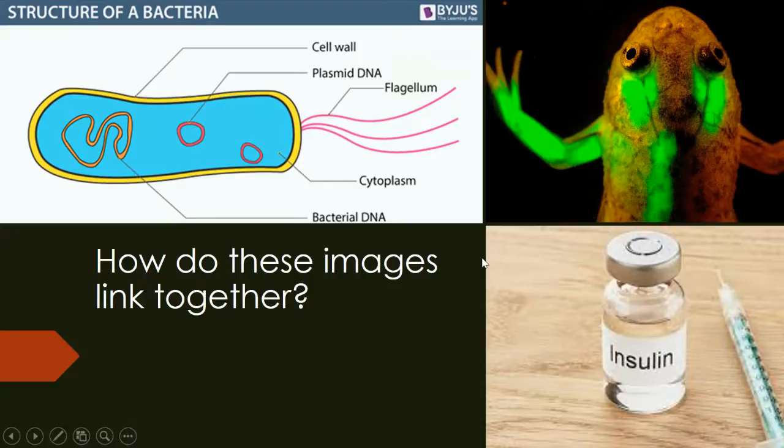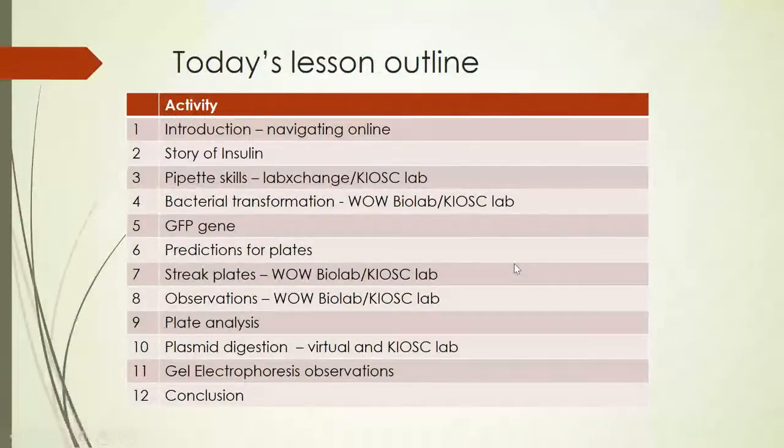And this is basically an outline of what we're doing today. So we've already done our introduction to navigating online. We're then going to look at the story of insulin, so where it all began. We're then going to have some pipetting skills, and you guys are going to do this virtually, it's just really cool, and I'm going to do it live here. Then we've got our bacterial transformation, and we're going to do this together. So I'll do it in the lab, and then you guys will do it in the virtual lab. And then we're going to explain what the GFP gene is. And then we're going to predict our growth of our plates.